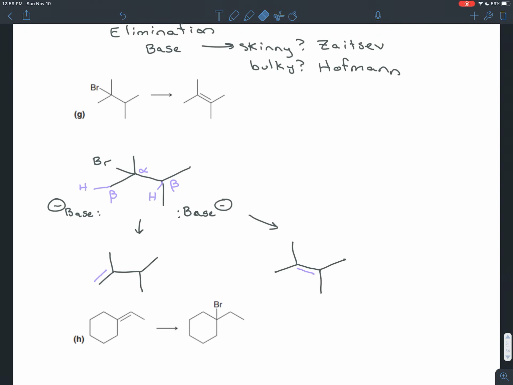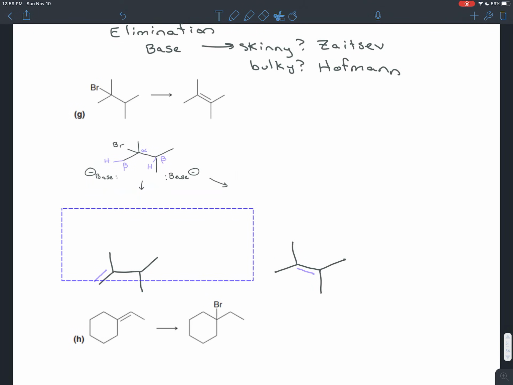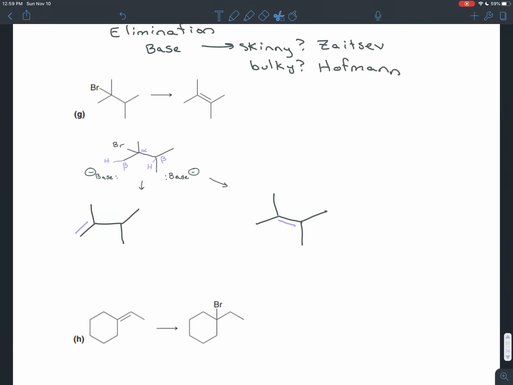Okay, if we look at those 2 separately, so I'm going to make some more room here, I'll minimize that. If we look at these 2 possible products separately, you'll notice that this one here, the carbons in the double bond on the left are bonded to just 2 carbons, and so that is di-substituted.